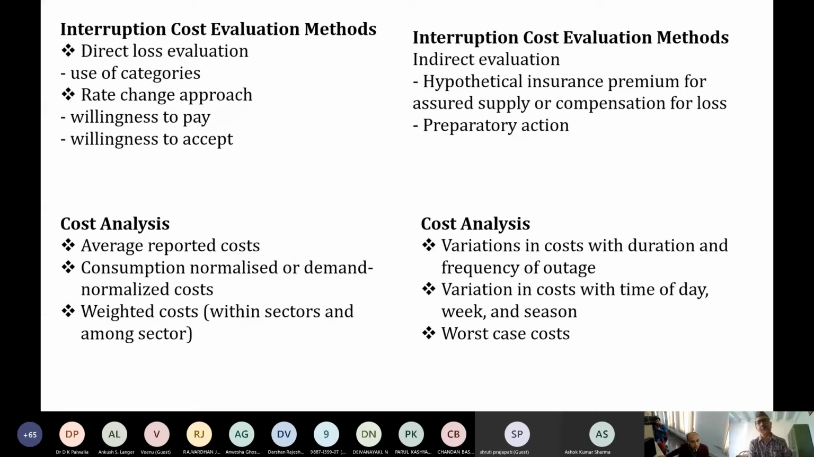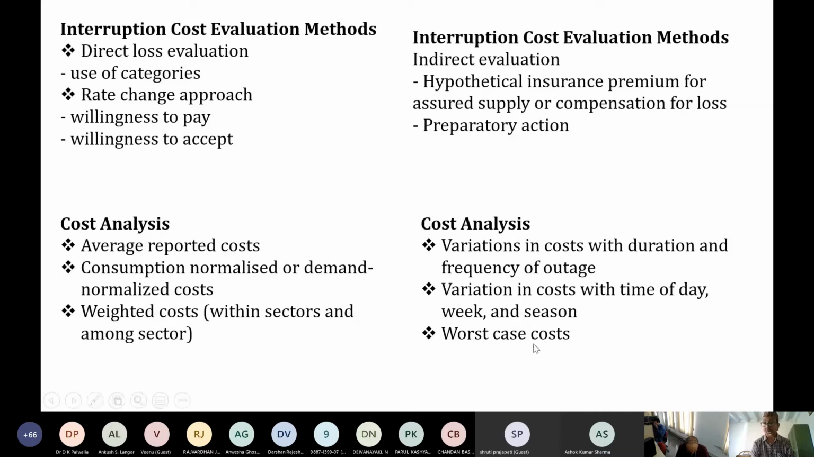Similarly, how frequently the outage occurs. If the frequency is very high, then the cost will also be high. If the frequency is very low, the cost will be lower. Frequency of outage means how many times the outage occurs: once in a month, once in a year, once in a day, sometimes once in a week, or sometimes twice or thrice in a day. These different frequencies will have different interruption costs. There is also variation in cost with the time of day, week, and season.